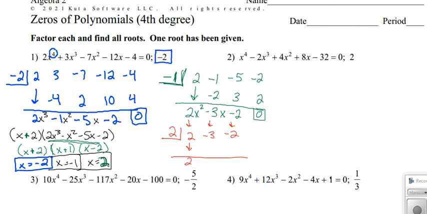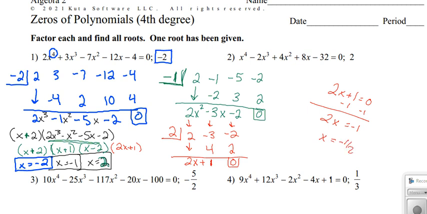Bring down the 2. Multiply 2 times 2 is 4. Add that column. 2 times 1 is 2. Add that column. And we get 2x plus 1 as our final factor. 2x plus 1. If we set that equal to 0, solve for x, we will find the last 0, negative 1/2.